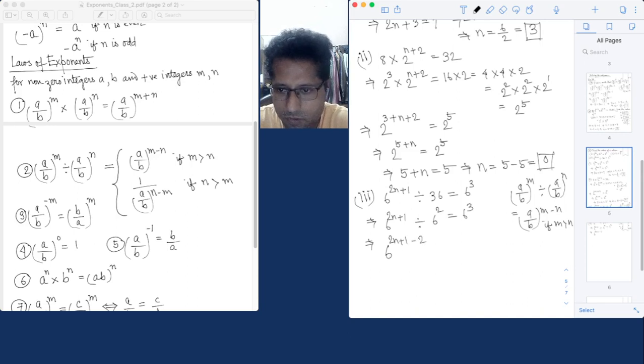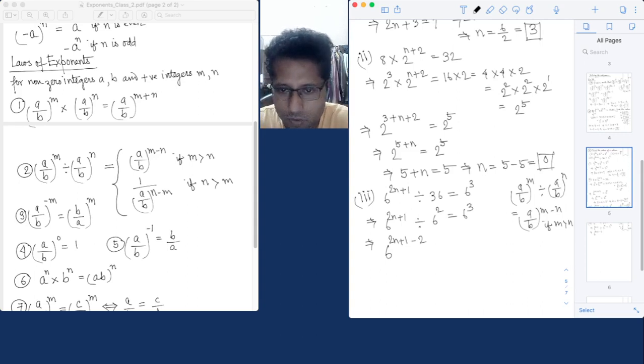As you can see on the right hand side, I have written if m is greater than n, then a by b raised to the power m divided by a by b raised to the power n is a by b raised to the power m minus n. So I am assuming that 2n plus 1 is greater than 2. Assuming, it may be false. The assumption may turn out to be wrong. Then I have to proceed by using an alternative path, that is by assuming 2n plus 1 is less than 2. So as of now I am assuming 2n plus 1 is greater than 2.